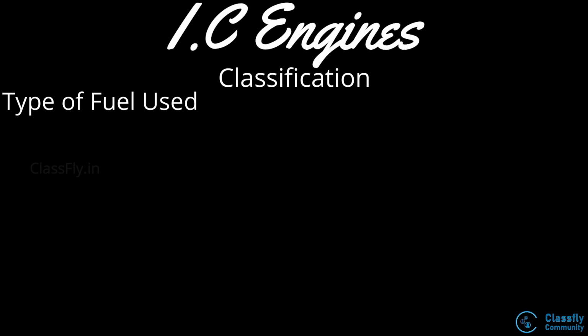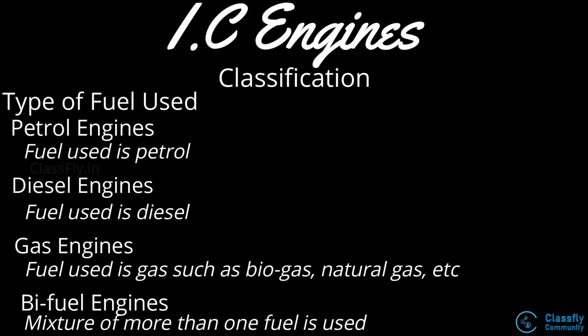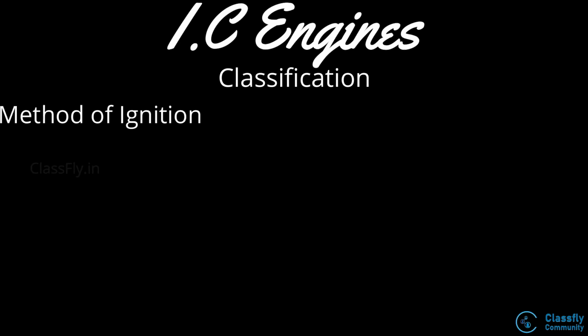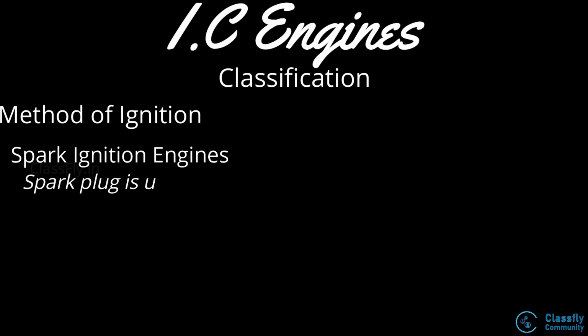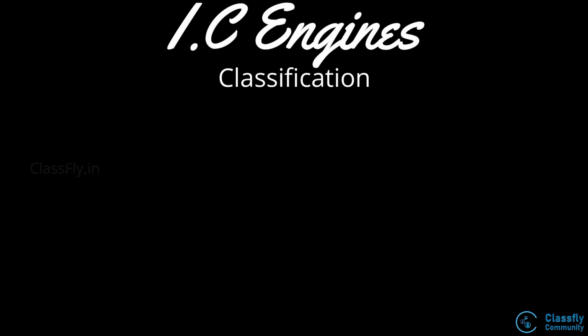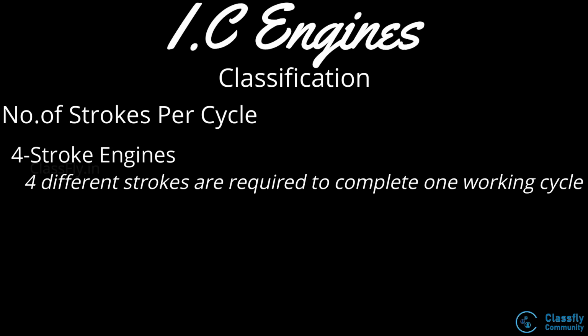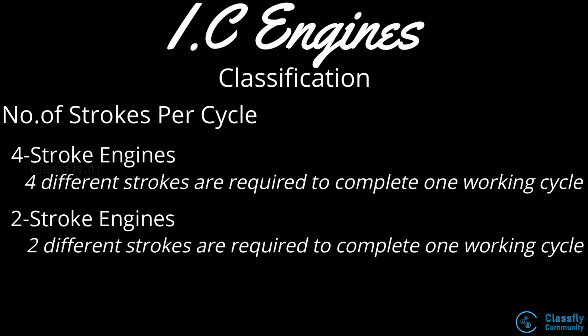Well, the IC engines are classified based on the type of fuel used into petrol engines, diesel engines, gas engines and biofuel engines. According to the method of ignition, into spark ignition, where a spark plug is used to ignite the fuel, and compression ignition engine, where compressed air is used for the ignition. According to the number of strokes per cycle, that is a 4-stroke engine, where 4 different strokes are required to complete one working cycle, and 2-stroke engine, where 2 different strokes are required to complete one working cycle.